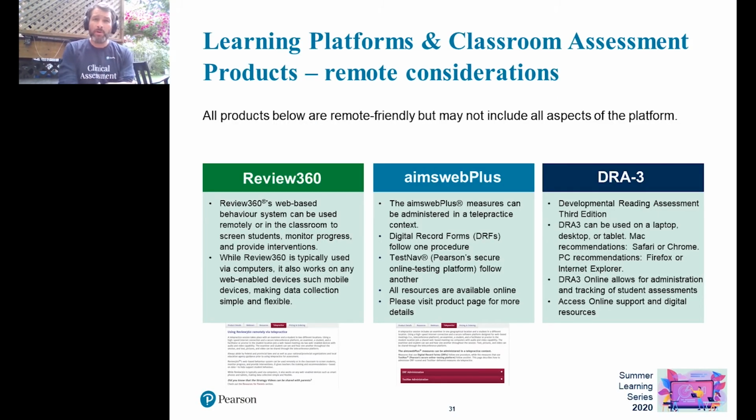So I'll start with our Review 360 Behavior Matters platform. For those of you that don't know, it's an integrated web-based behavior system designed to help your school and district with all kids. It can be used remotely or in the classroom to screen students, monitor progress, and provide interventions. It gives teachers the training and recommendations based on data to help support student behavior. While Review 360 is typically used via computers, it also works on any web-enabled device, such as a smartphone or tablet, making data collection simple and flexible.